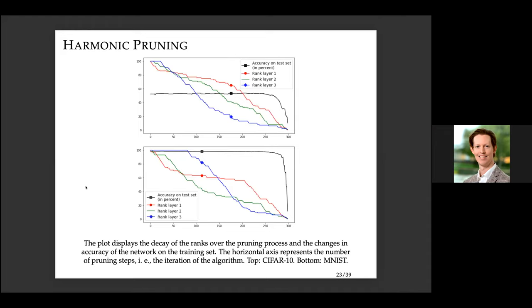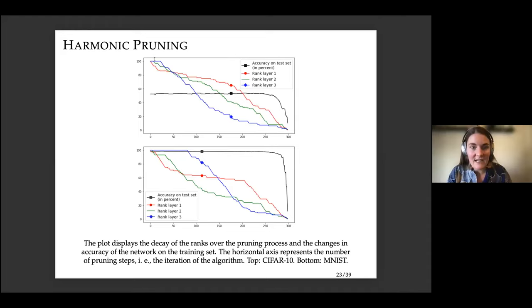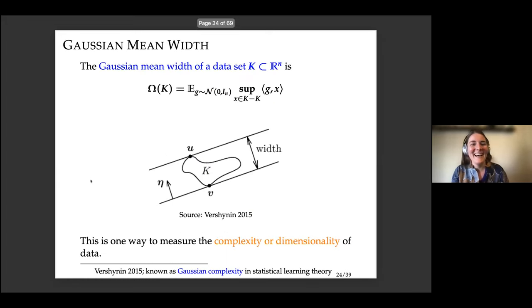Yes, okay, thanks. So this flat line here, for example, at the beginning says the rank of layer three is 100% of what it was when we started. So it's not changed at all for these first 30 iterations, or the lower one is not changed at all for the first 80 iterations. Good question. I don't think anyone else has picked up on that before.